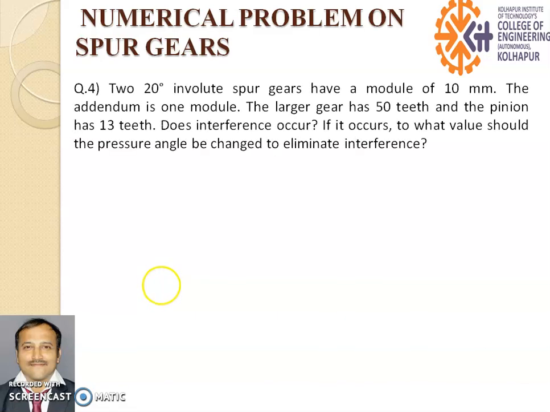In the last numerical, two 20-degree involute spur gears have a module of 10 mm. The addendum is one module. The larger gear has 50 teeth and the pinion has 13 teeth. Does interference occur? If it occurs, to what value should the pressure angle be changed to eliminate interference?